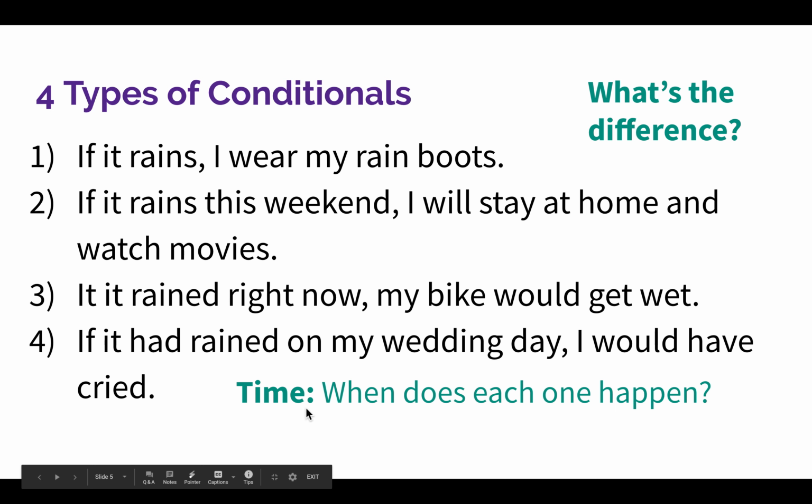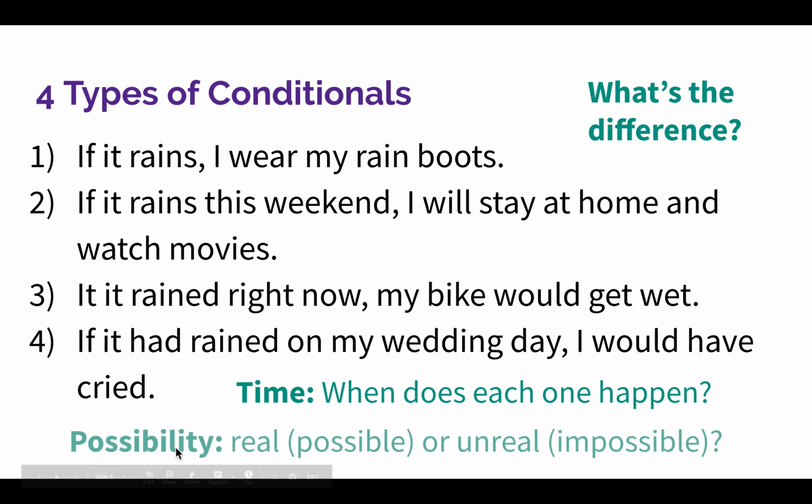First, I'd like you to notice the time. When does each sentence happen? Is it talking about the past, the present, or the future? And then secondly, possibility. Is the sentence real? Is it possible that this will happen, right? Is it possible that it will rain, that it rains? Is it possible that it rains this weekend? Or is it unreal? Is it impossible or imaginary?